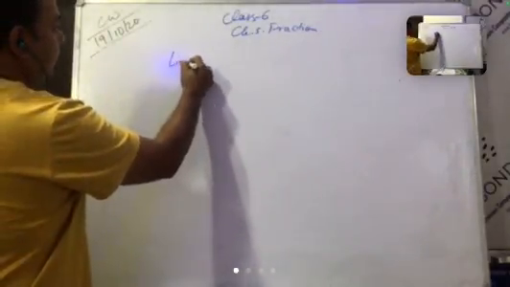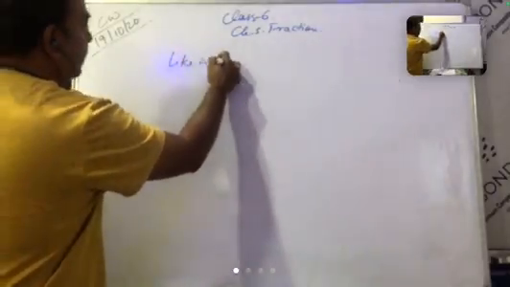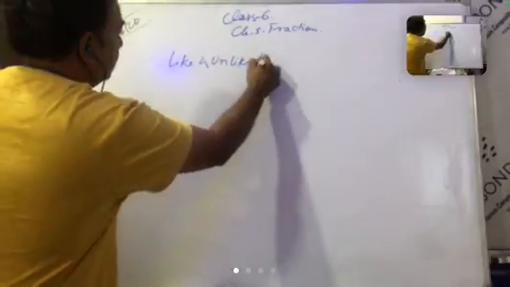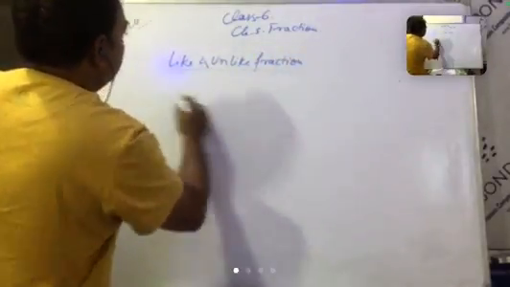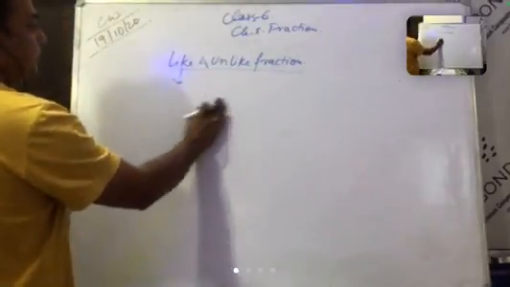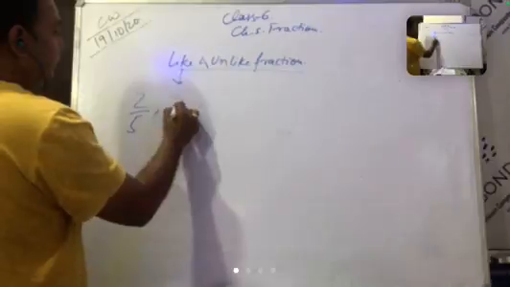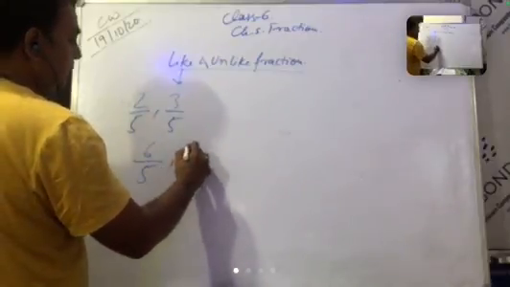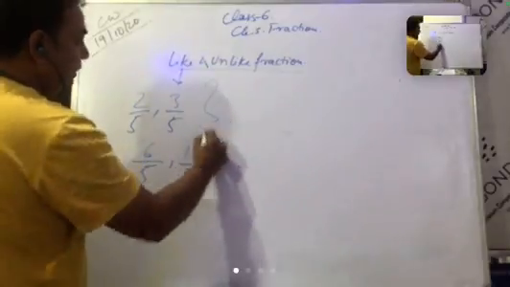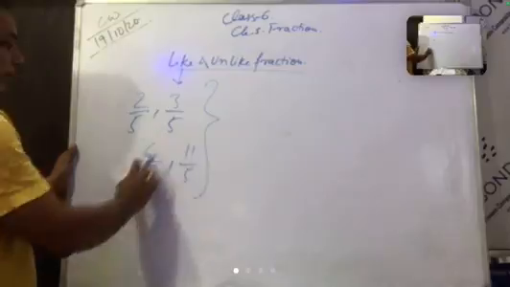So, just a small introduction: like and unlike fractions. Like fractions are those fractions in which the denominators are the same, like 2 upon 5, 3 upon 5, 6 upon 5, 11 upon 5. These are the like fractions, when the denominators are the same.